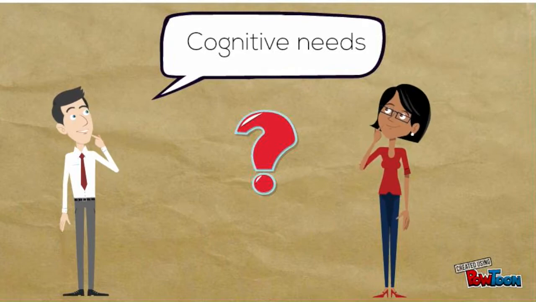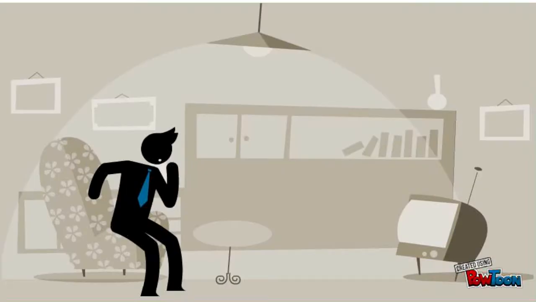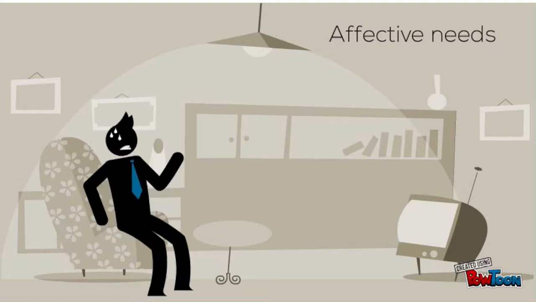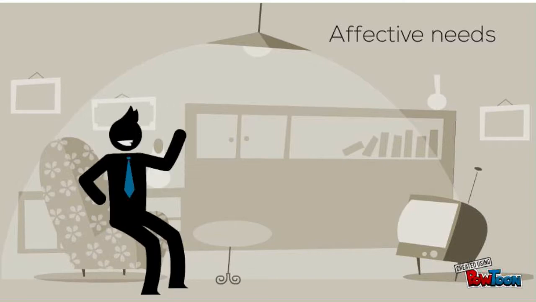Cognitive needs are all about knowledge attainment. The second needs are affective needs. Affective needs are all about emotions. Sometimes we feel like watching a scary movie or maybe relaxing with a good book. When you fulfill your affective needs, you're satisfying the mood that you're in by using media based on your emotions.